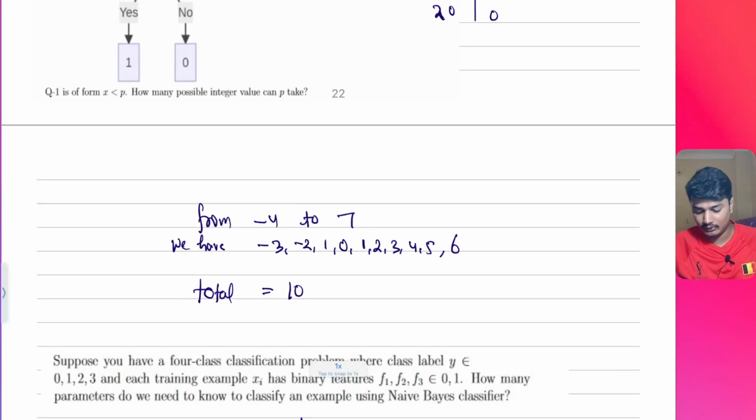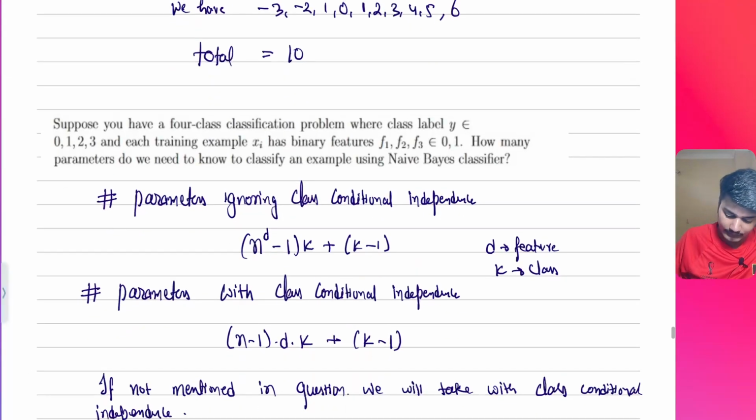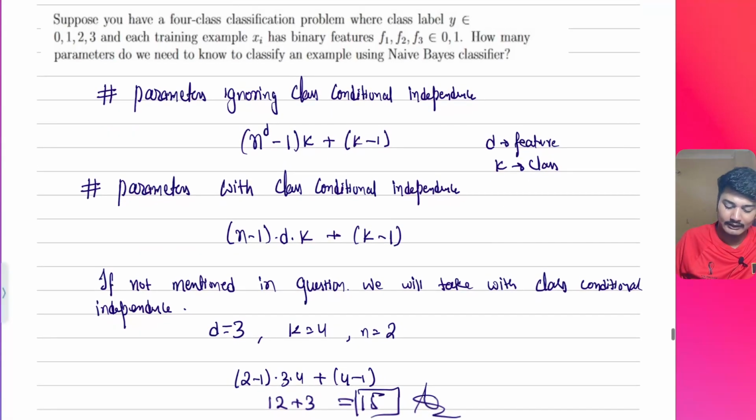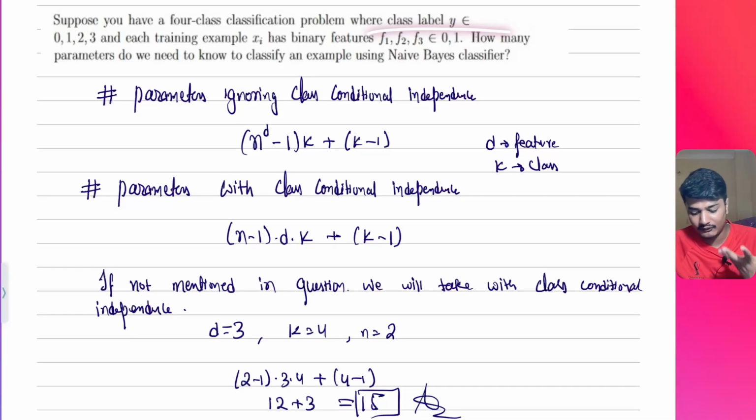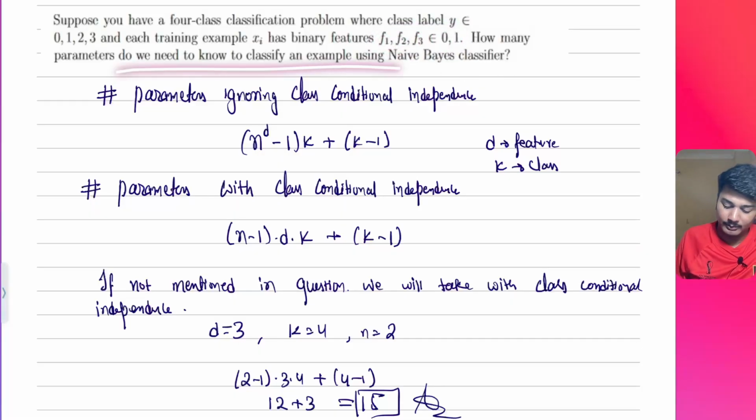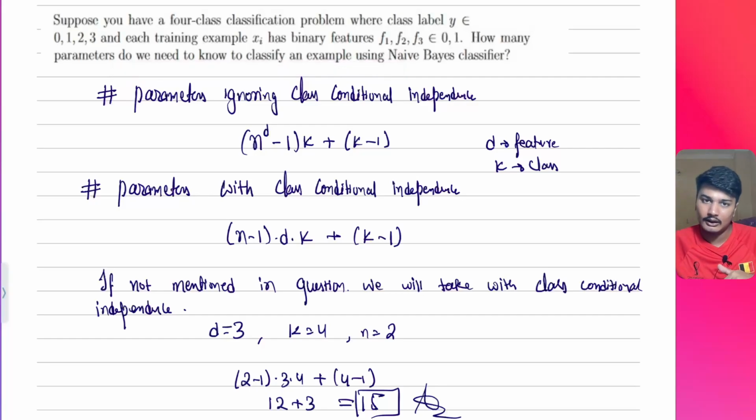It is not always going to be perfect. Next, suppose you have a 4 class classification problem where labels y are from 1 to 4. The training example xi has binary features, 3 features, and each takes the values 0 and 1. How many parameters do we need to classify an example using naive Bayes?